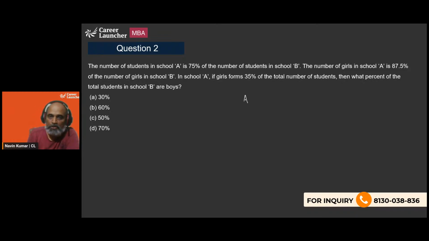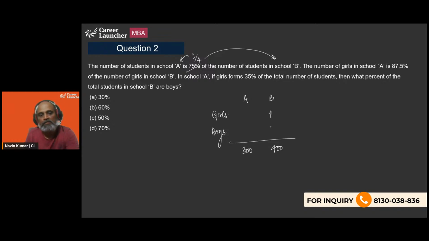So basically we have got school A and school B, and then we have got girls and boys, right? The number of students in school A is 75% of the number of students in school B. So 3 by 4. So basically school A में 3 है, school B में 4 है. So I'll take the number of students in school B to be 400 and that in school A to be 300 total students.